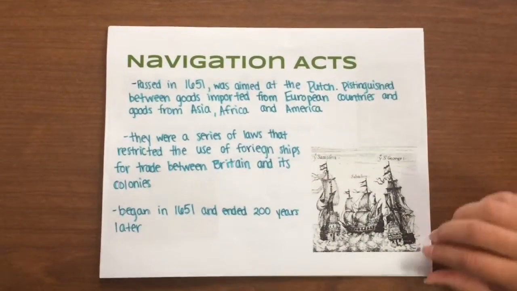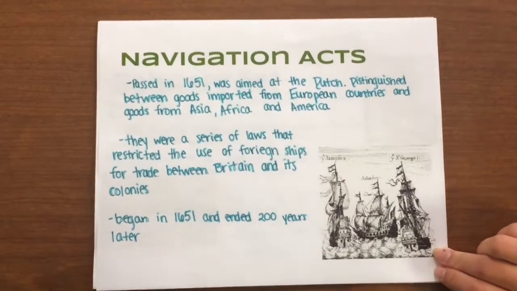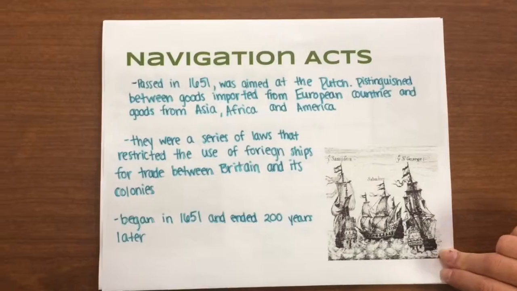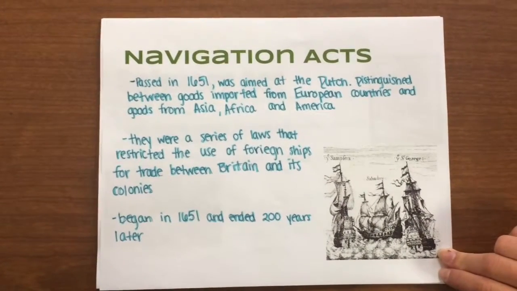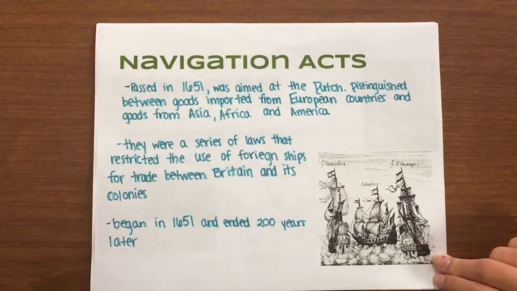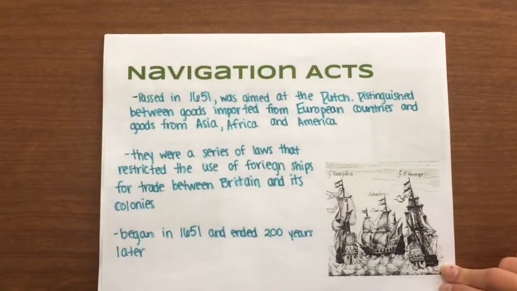The Navigation Acts. Passed in 1651, this was aimed at the Dutch, distinguished between goods imported from European countries and goods from Asia, Africa, and America. They were a series of laws that restricted the use of foreign ships for trade between Britain and its colonies. Began in 1651 and ended 200 years later.